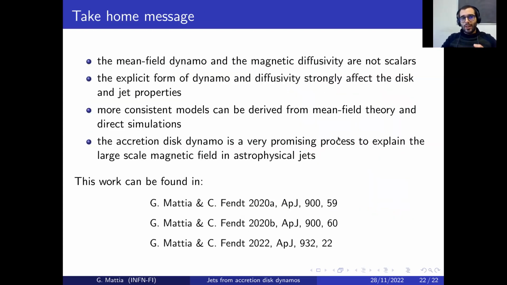So in conclusion, the dynamo and the diffusivity are definitely not scalar, and the relation between the components really plays a role in this disk-jet connection. Different forms of the dynamo strongly affect the disk and the jet properties, and it's possible to model the dynamo and the diffusivity following analytical mean field and turbulent theory. And this is actually a very promising process to explain the features that we see in jets, especially the large-scale magnetic field. Thank you.